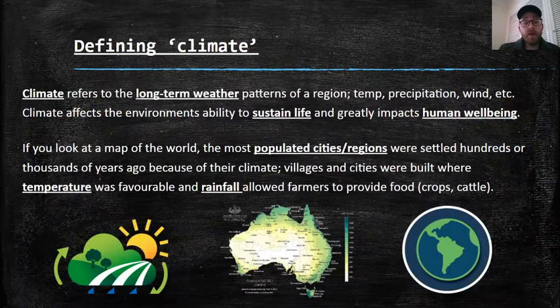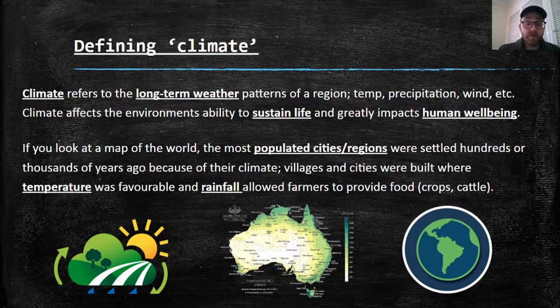So a few people can get climate and weather confused. Weather is basically what's happening outside your window on Monday or on Tuesday, but climate refers to the long-term weather patterns of a region. So the temperature, the rainfall, the winds from January to December. Climate affects the environment's ability to sustain life and greatly impacts human well-being.